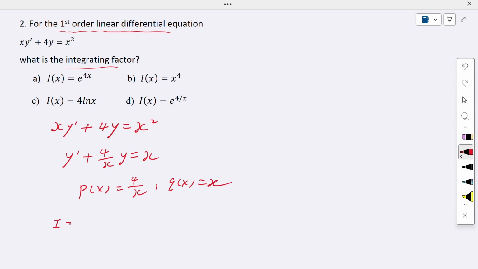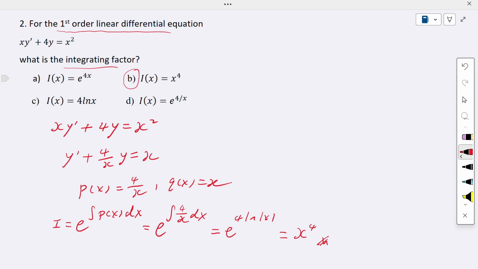The integrating factor is equal to the exponential of the integral of p(x) dx. We substitute p(x), which is 4 over x dx. The integral of 1 over x is ln x, so we have the exponential of 4 ln x. So we have x to the power of 4. The answer for this is B, x to the power of 4.